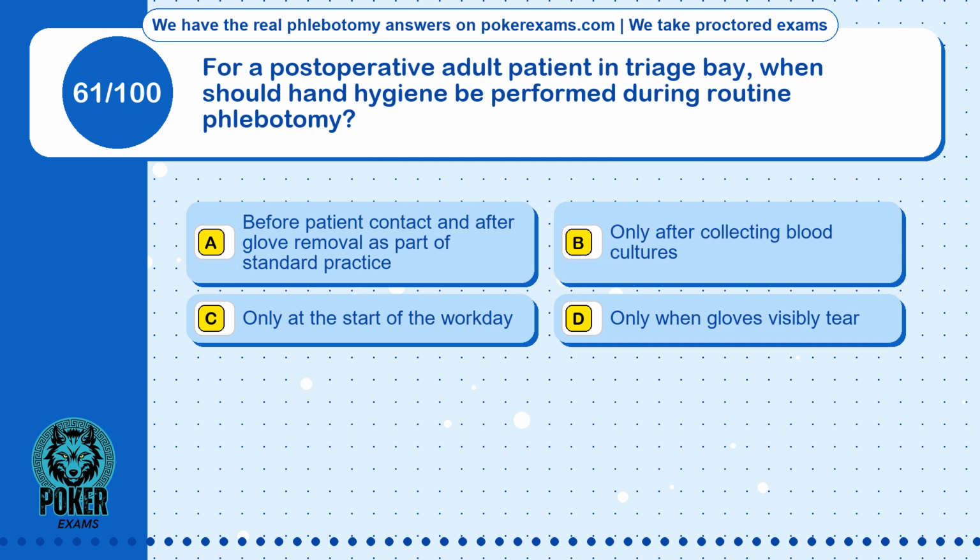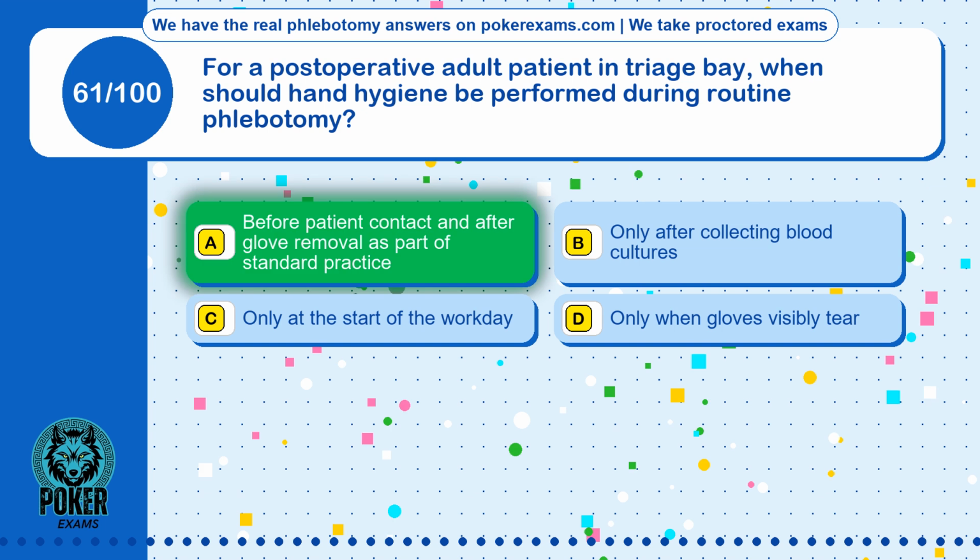Question 61. For a postoperative adult patient in triage bay, when should hand hygiene be performed during routine phlebotomy? Option A. Before patient contact and after glove removal as part of standard practice. Option B. Only after collecting blood cultures. Option C. Only at the start of the workday. Option D. Only when gloves visibly tear.